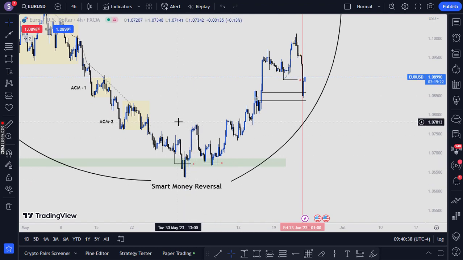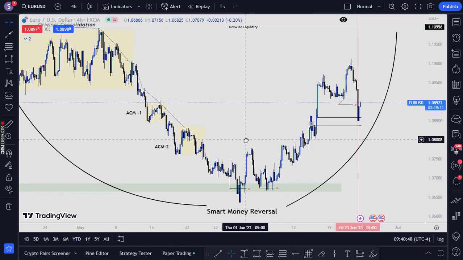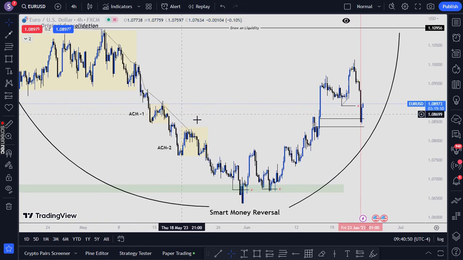Why? Because we first of all reached a higher time frame objective. We cleared liquidity from here. All right, guys, and we have a clear target. So we have all this liquidity behind. So the three characteristics of a real market structure shift are met here.